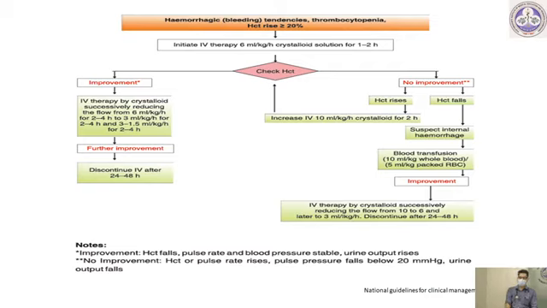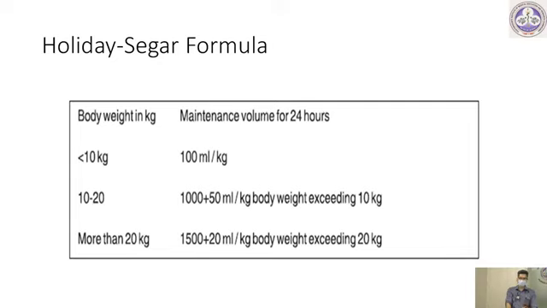Now, what is the Holliday-Segar formula? According to this formula, it gives the total amount of fluid required for a given person over a period of 24 hours according to his body weight. For the first 10 kgs, 100 ml per kg fluid is to be initiated. For the next 10 kgs, 50 ml per kg is to be initiated, and for every kg rise in body weight after 20 kg, 20 ml per kg IV fluid is to be initiated. The addition of all three fluid requirements gives the total amount of fluid which needs to be initiated as maintenance fluid in a particular case.